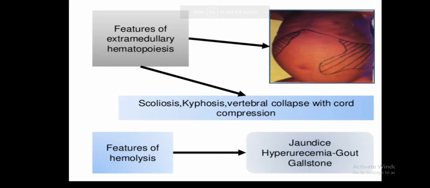Now, extramedullary hematopoiesis can result in hepatosplenomegaly. They can have scoliosis, kyphosis, vertebral collapse with cord compression. And it is in the group of hemolytic anemia. So, features of hemolysis like jaundice, hyperuricemia leading to gout, and gallstones can also occur in such children.